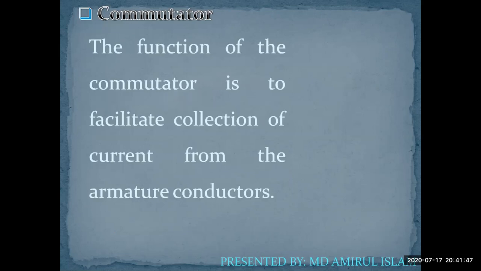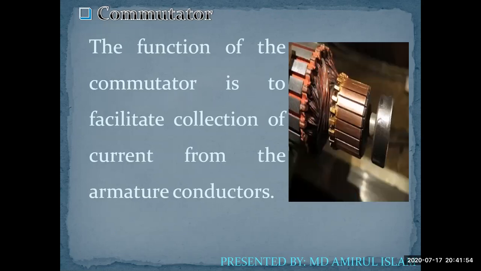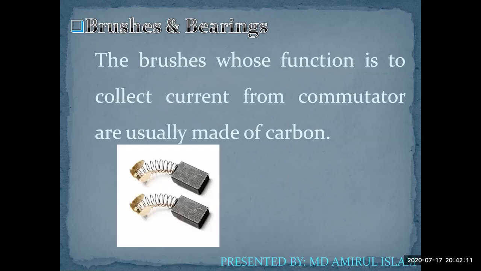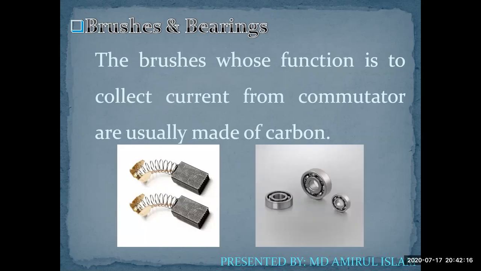Commutator: the function of the commutator is to facilitate the collection of current from the armature conductors. We can see the commutator in the figure. Brush and bearing: the brush, whose function is to collect current from the conductors, is usually made of carbon. We can see in the figure the carbon brush, and in another figure the bearing.